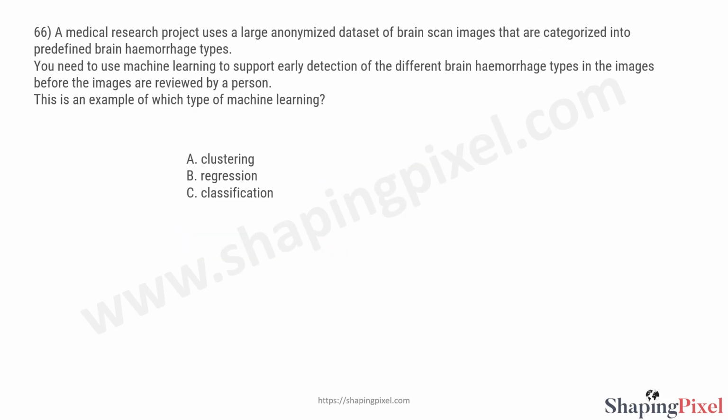Question number 66. A medical research project uses a large anonymized dataset of brain scan images that are characterized into predefined brain hemorrhage types. You need to use machine learning to support early detection of the different brain hemorrhage types in the images before the images are reviewed by a person. This is an example of which type of machine learning? And we have the following three options: clustering, regression, classification. So the right answer here is option C, classification.